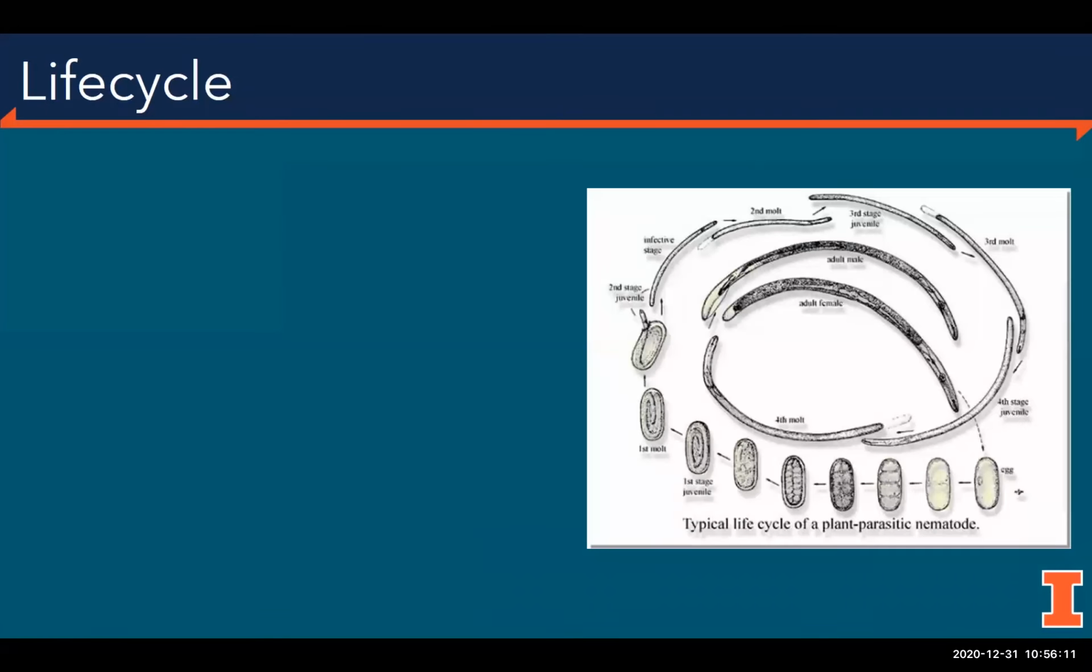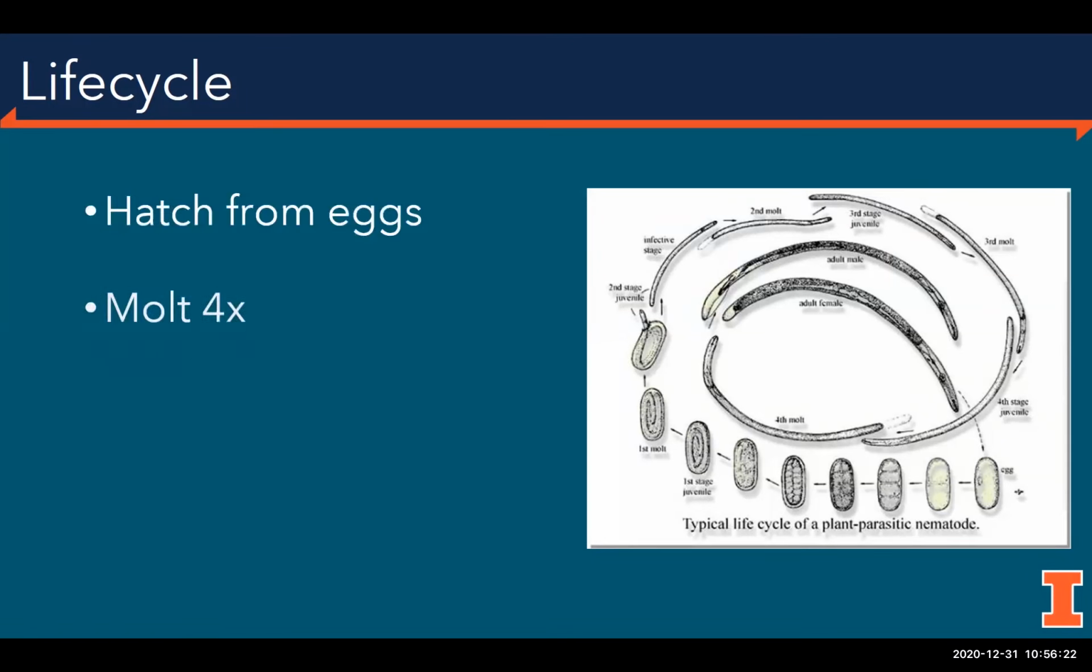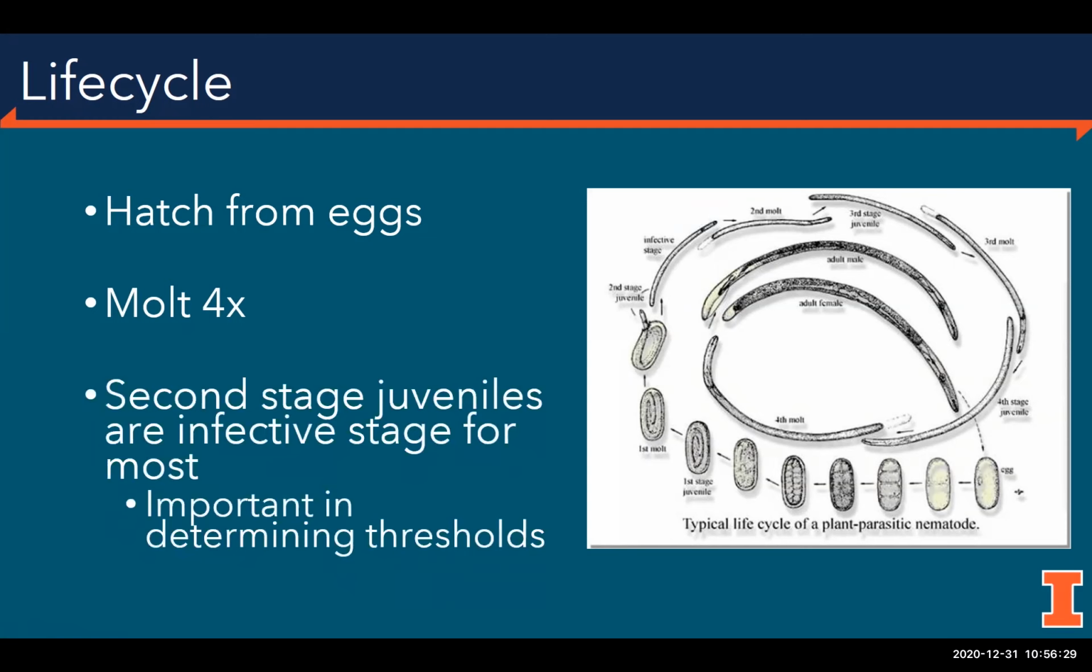So the life cycle for all nematodes is the same. They start out as an egg. They molt in the egg a couple of times. That egg hatches. And then you have these second stage juveniles. Those second stage juveniles are going to be the ones that are typically the infective stage and the ones that we're focusing on when we're doing nematode counts.